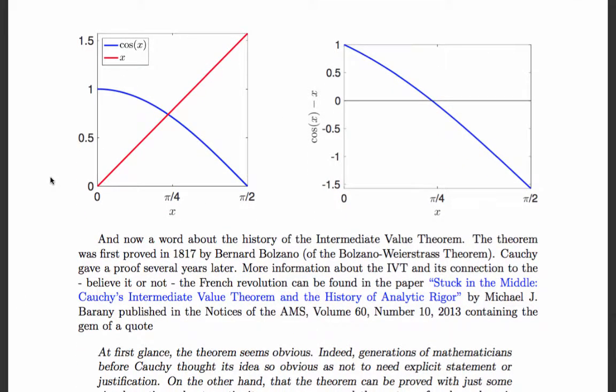Here we have some pictures illustrating the result. On the left, we have a plot of cosine of x and x. We can see that they do intersect. On the right, we have a plot of cosine of x minus x. We can see that it clearly has a root. Not only that, the two functions intersect at the same point that their difference has a root.